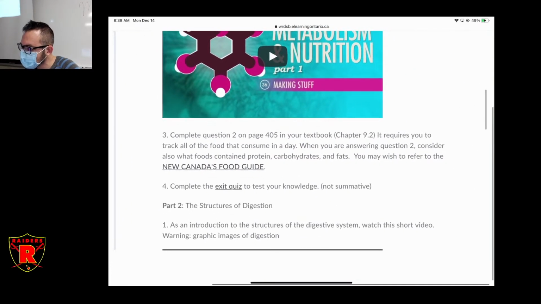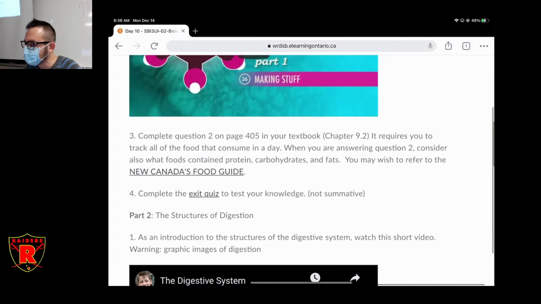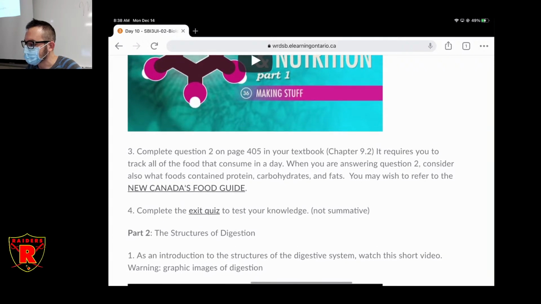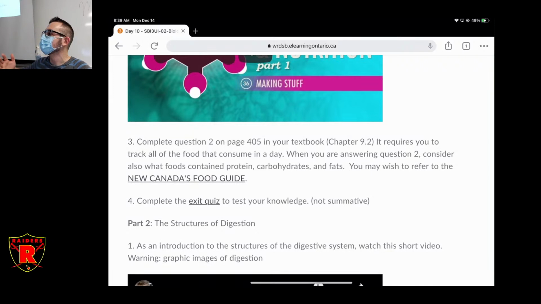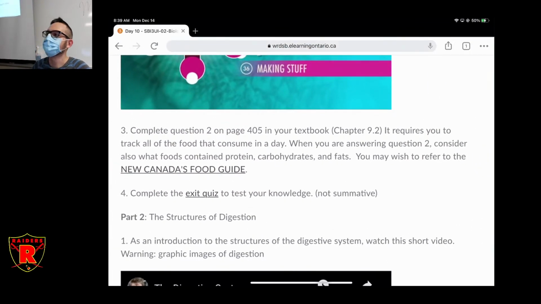The last part of the intro here is I'm going to get you to look at question 2 on page 405 in your text. What it's basically asking you to look at is what you have eaten recently, okay? You're going to take a quick log of the foods that you've eaten recently and what's in those things. Protein, carbohydrates, and fat. Based on what we discussed, what's in those things that you've just eaten? And then it mentions here, there's actually a reference in your text to Canada's Food Guide.